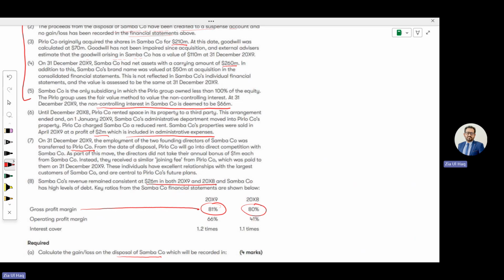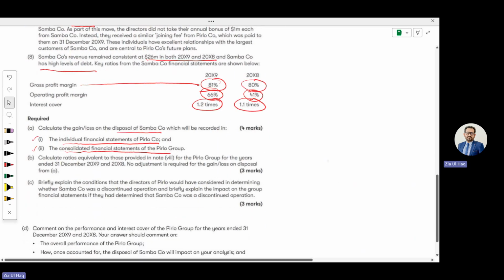And operating profit margin was 41 million, while in 20x9 it moved to 66 million, even though it's high. Interest cover was 1.1 million and 1.2 million. Why? Interest amount is more because they are based on a high level of debt. That's why their interest cover is just 1.1, 1.2, even after increasing. Okay, what do we need to do?